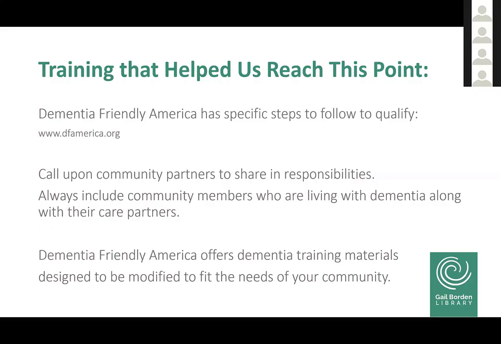You can call upon your community partners to share in these responsibilities once you've already developed them. And you can always include community members who are living with dementia along with their care partners. They need to have a say in what a dementia-friendly community looks like. Dementia Friendly America offers dementia training materials designed to be modified to fit the needs of your community. And if we can pop to the next slide.